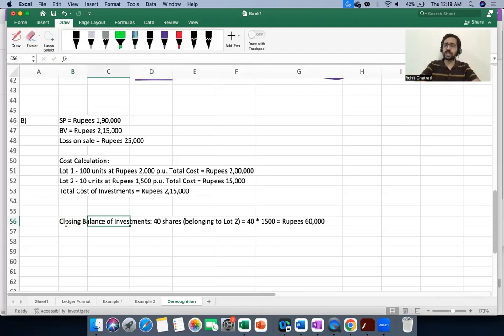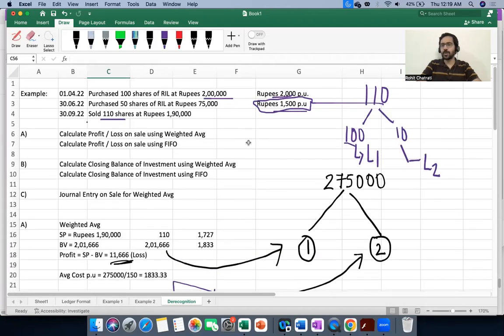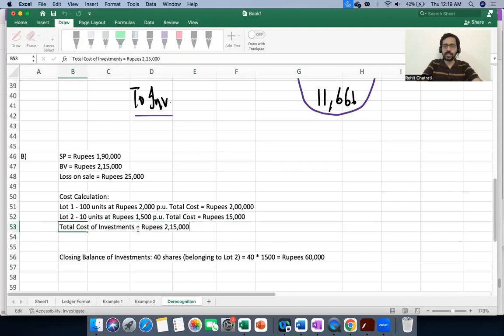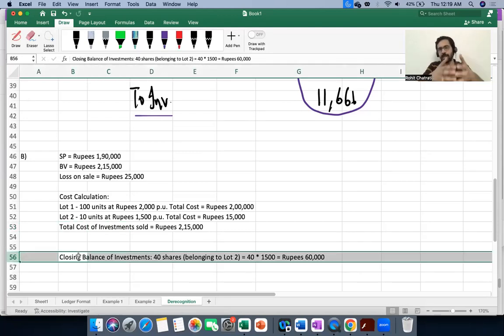Now, if you do the same exercise, over here I showed that 2,75,000 can be split into part 1 and part 2. Part 1 being the cost of investments that we have sold, 2,15,000. The cost of closing balance, the cost of investments that I'm still holding, is 60,000. The 2,75,000 was my total purchases. One part is the cost of investments sold, 2,15,000. Another part is the cost of investments I'm continuing to hold, 60,000.